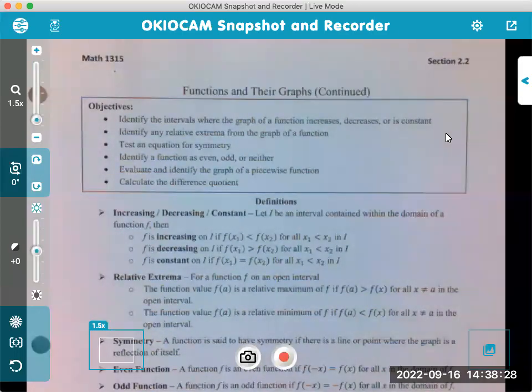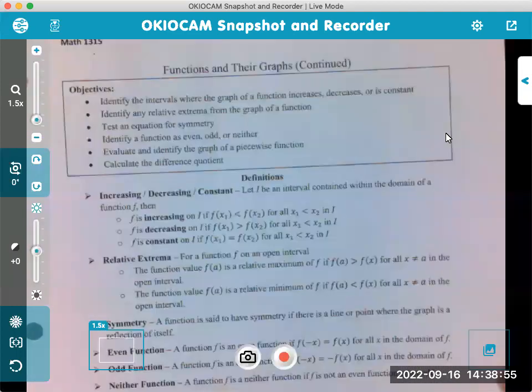Okay, hi everyone. We are looking at section 2.2, which is functions and their graphs. So we're going to look at behavior of graphs, some local extrema or relative extrema, aka max and mins. Look at symmetry, whether functions are even, odd, or neither, looking at piecewise functions, and then that difference quotient that I spoke about earlier.